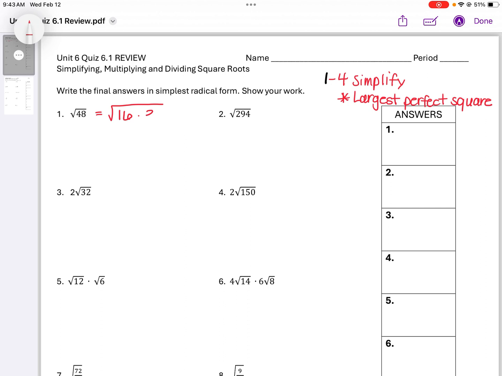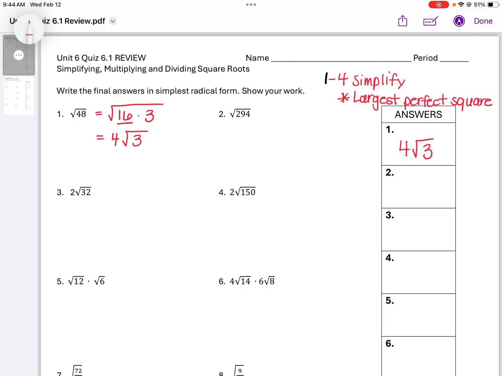So using my calculator, I figure out that 16 times 3 is 48. Once we've done that, then we're going to take the square root of the perfect square. So the square root of 16 is 4. I'm going to write that out front. And then the number that's not the perfect square is going to stay under the radical. So for number 1, our answer is 4 square roots of 3.